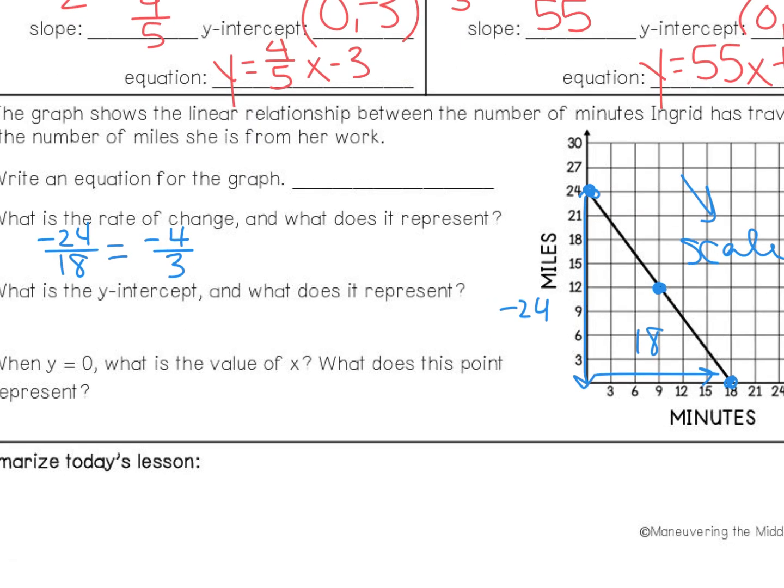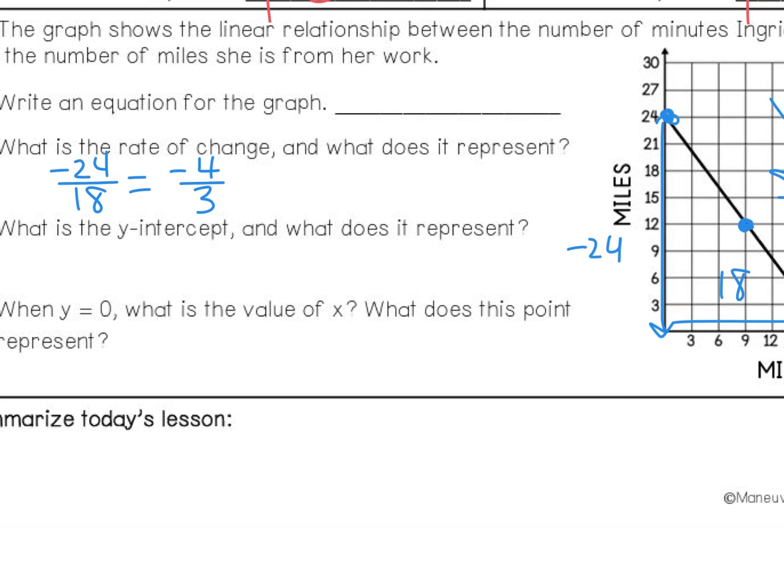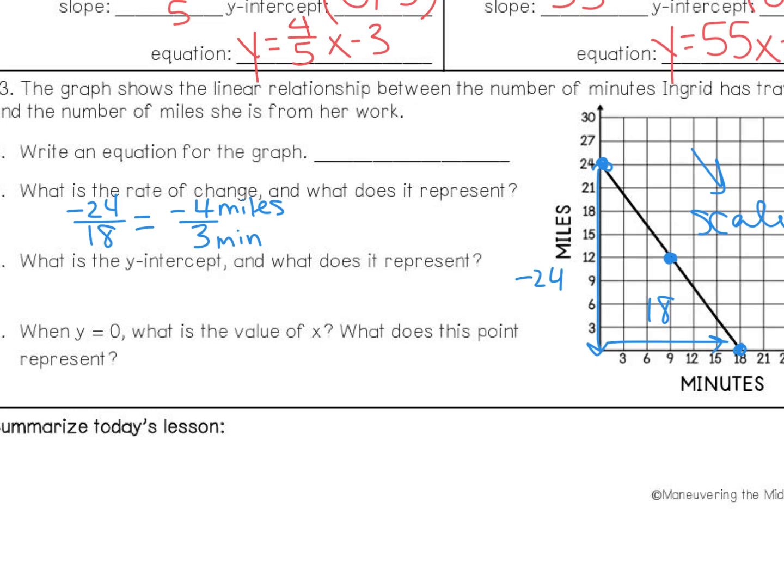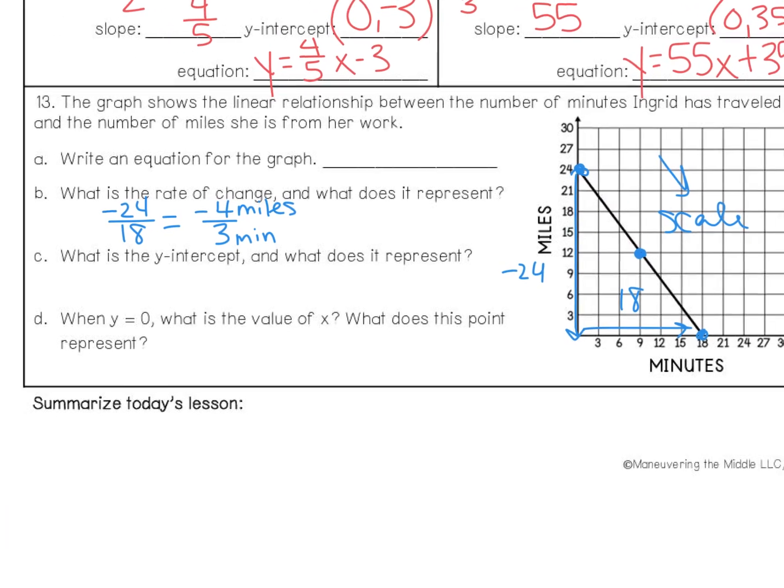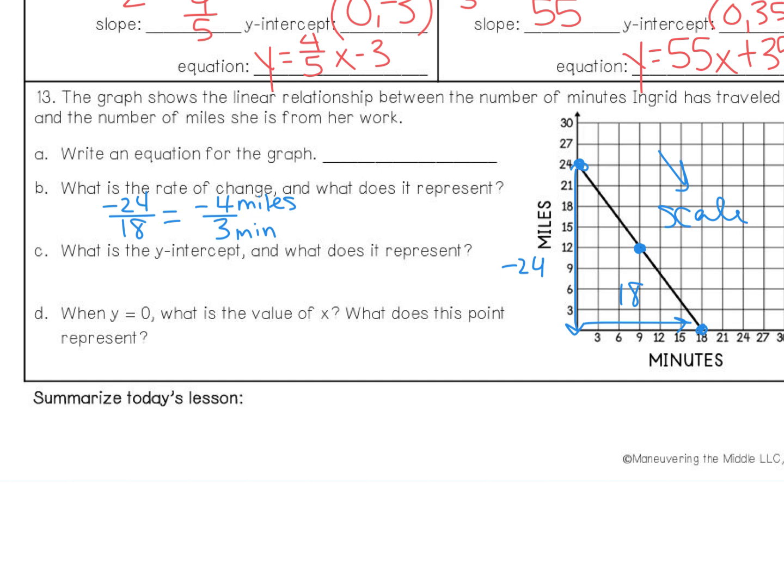This is where I want you to really pay attention to those labels. Our y is miles and our x is minutes. So this is saying that she has traveled 4 miles in 3 minutes. 4 miles from where she started toward where she needs to go. She's 4 miles closer every 3 minutes. So we can say 4 miles closer every 3 minutes because she's traveling to her destination.